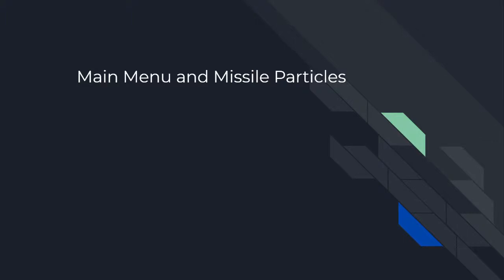This one we're going to make a quick little main menu and we'll make a little particle system for our missiles. The menu will just be simple for now, but we'll get something so we actually have a structure that we can go from main menu to the game to the end menu and then back to the main menu to play again. So let's go back to Unity.